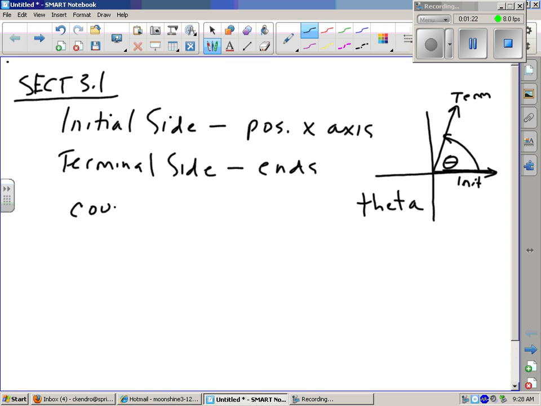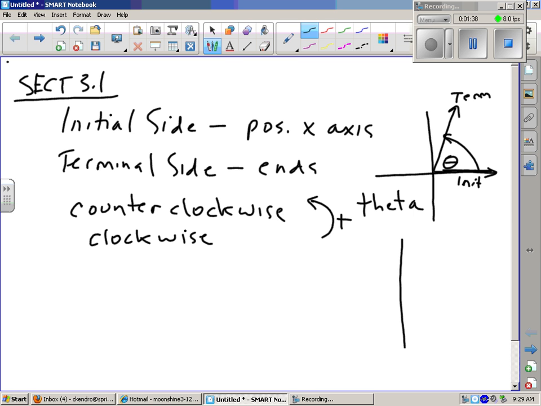We have counterclockwise angles and we have clockwise angles. Counterclockwise is against the way of the clock, which would be that way, and that's a positive direction. If I start on my grid and go this way, that's a positive angle. Clockwise is this way, and it would be considered a negative angle. So this would be 90, this would be negative 90. You have to pay attention: if they don't say anything about clockwise or counterclockwise, it's always going to be considered a positive angle.